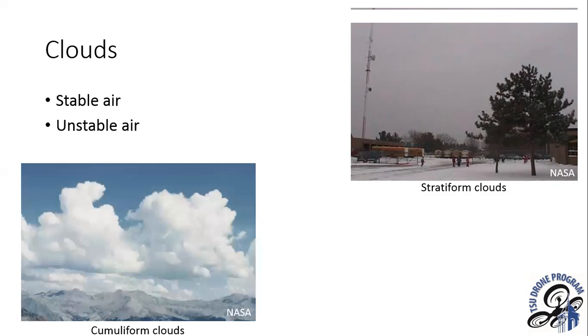Now, when we've got unstable air, that's usually defined by cumuliform clouds, and so with these clouds, you can see their definition, their shape.